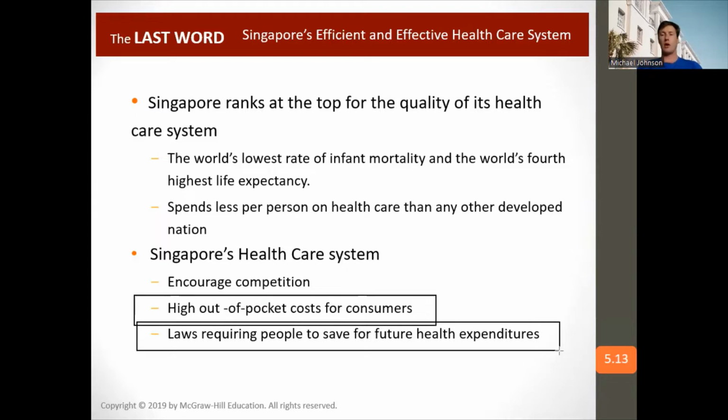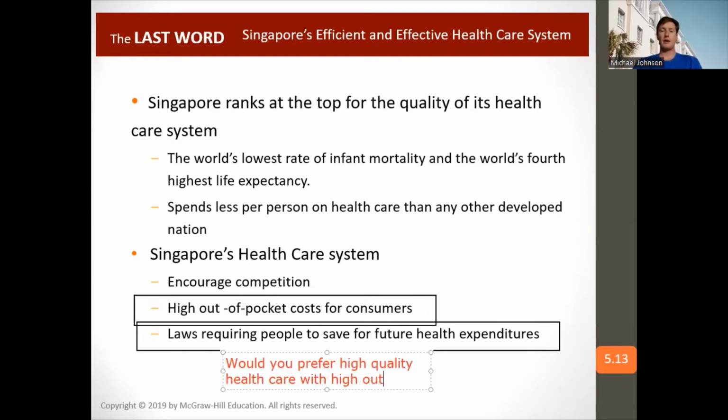So, I'll ask the class here, which one would you prefer? Would you prefer paying out of pocket for high quality healthcare, or would you prefer paying no out of pocket for varying healthcare? I'll write that down. So would you prefer high quality healthcare with high out of pocket expense?